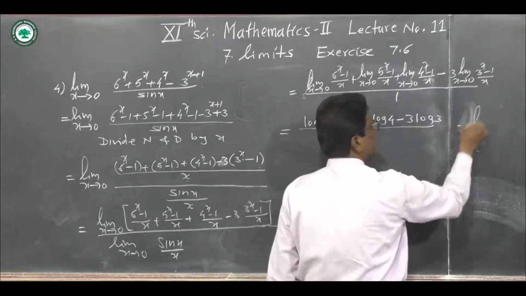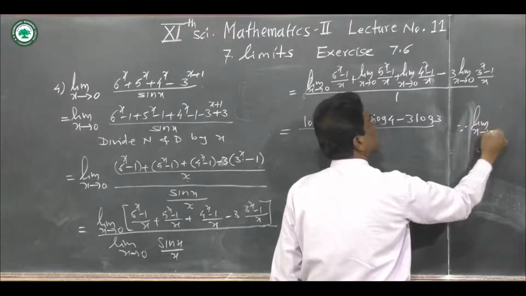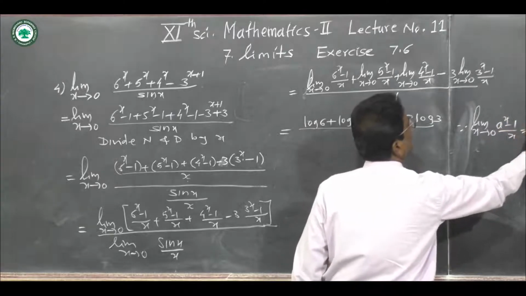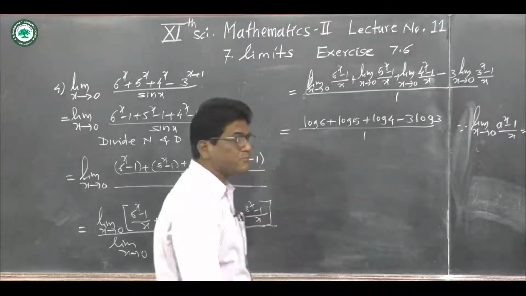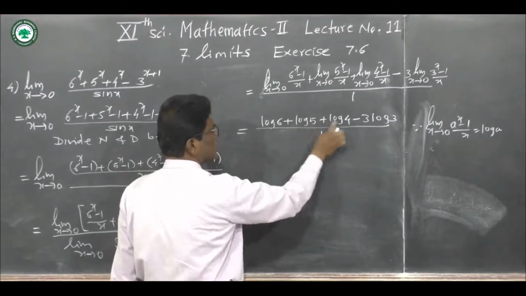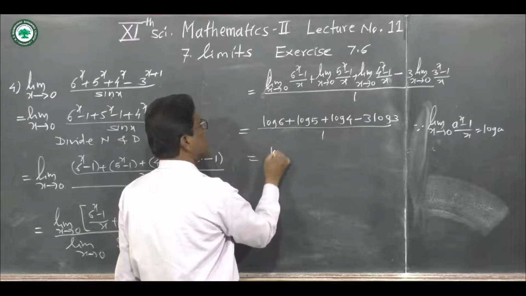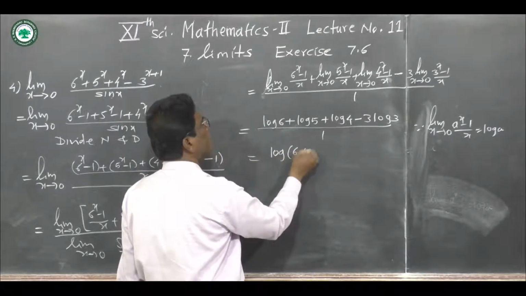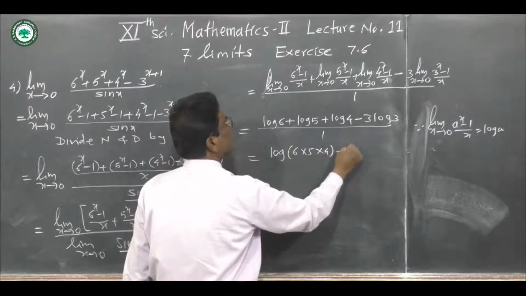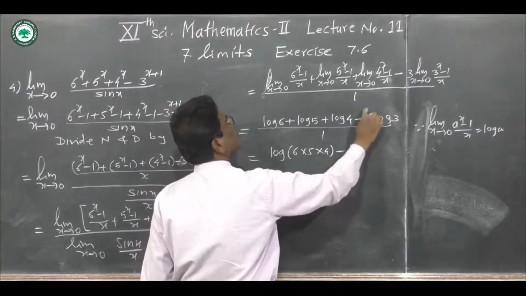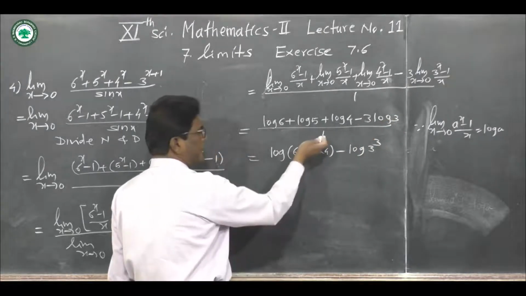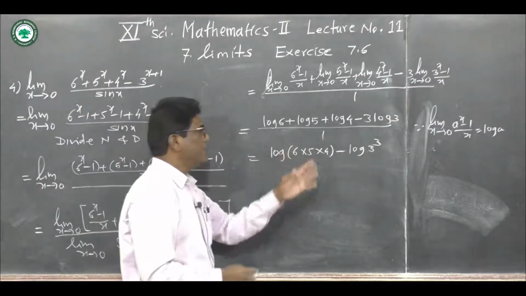Which formula do we use here? Limit x tends to 0 of (a to the power x minus 1) upon x is equal to log of a. Get it? Now here we take log common, so it is equal to log of 6 into 5 into 4 minus log of, here take 3 power, so log of 3 cube, and divided by 1. Here there is no need to write divided by 1.